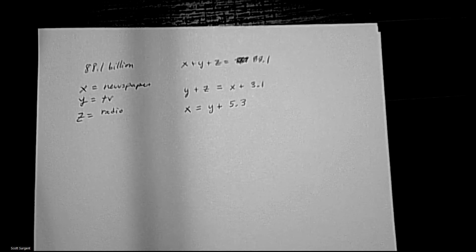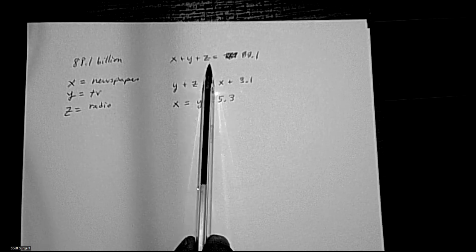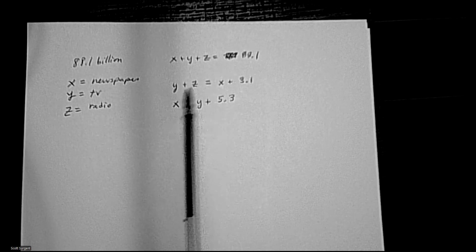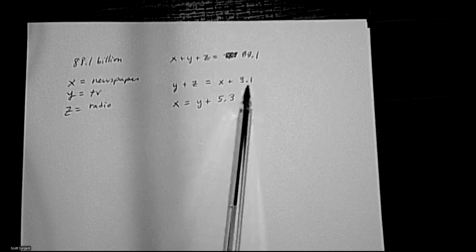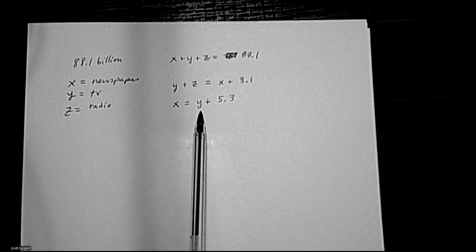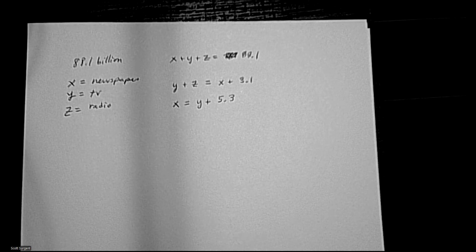I am recording this, so in case anybody's going to watch this later, I just want to go through a little explanation. The sum of the three types of ads is 88.1 billion. We were told that TV and radio, Y plus Z, was 3.1 billion more than X, which was newspaper. And we were told that newspaper was 5.3 billion more than Y, which was TV. All right. So those are the three equations.